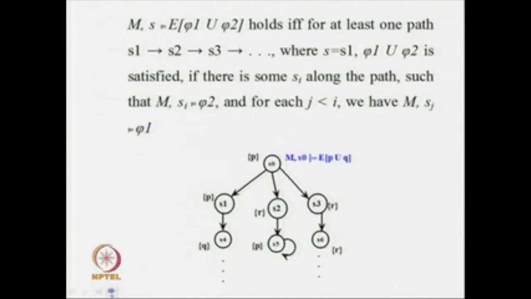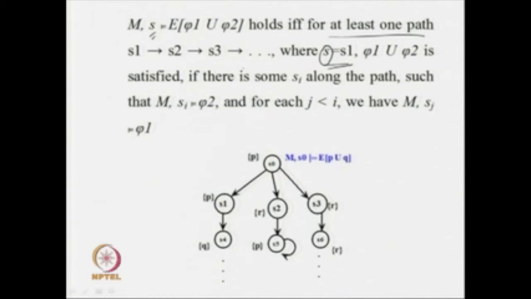So, similarly, now we are going to look for the last formula, the one with the until operator and the path quantifier E. That means we are concerned about any path, there exists a path, such that phi 1 until phi 2 holds in a particular state S. Again, in this case, we are going to look for at least one path going from S1 to S2, from S2 to S3, where S equals S1, that means the starting state of this path is our concerned state S, such that phi 1 until phi 2 is satisfied.